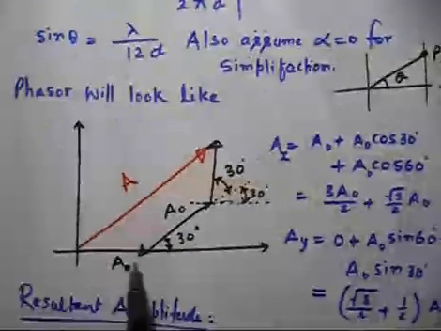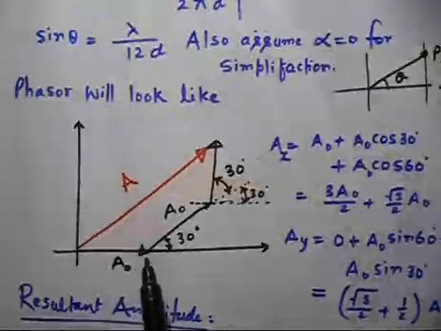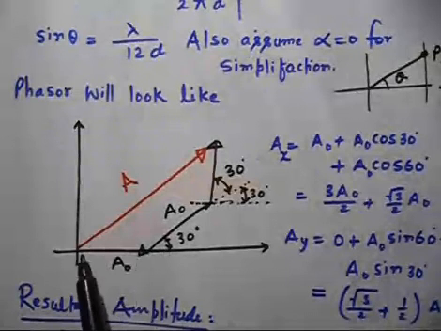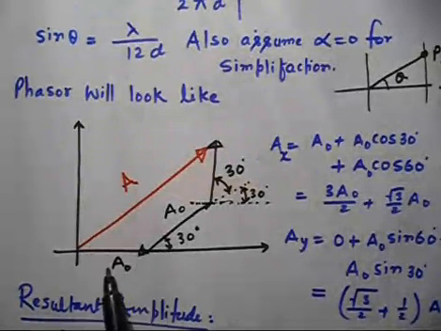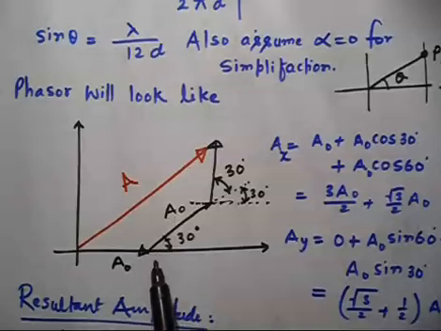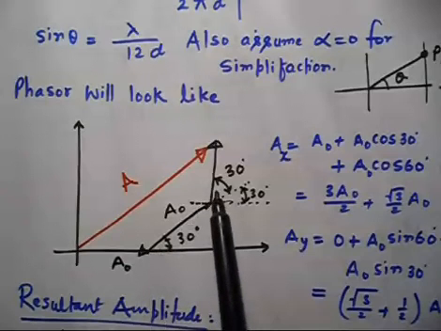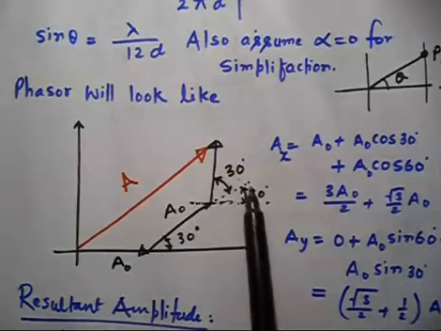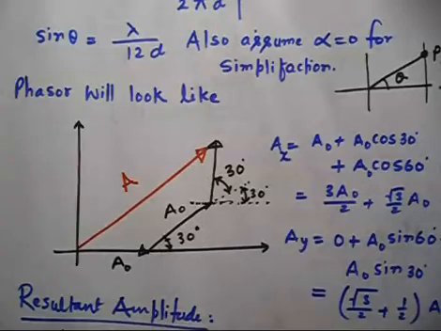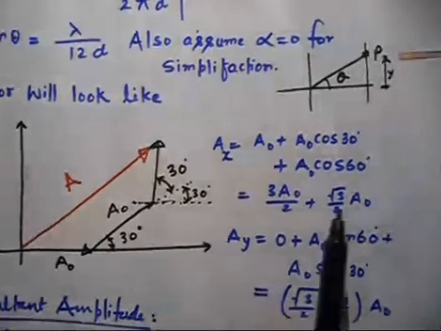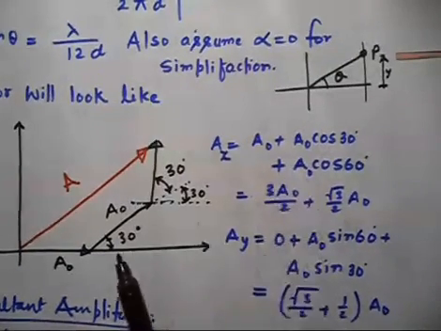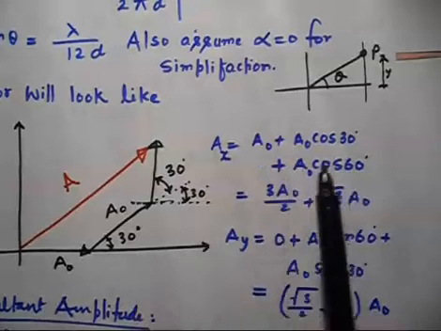So if delta is 30 degree, let us assume alpha is 0 degree. So the phasor will come here. Initially A naught. Now this is A naught with 30 degree angle. Now the next one is A naught with again 30 degree, that is a total of 60 degree. If I take the x component of the amplitude, this will come out to A naught plus A naught cos 30.